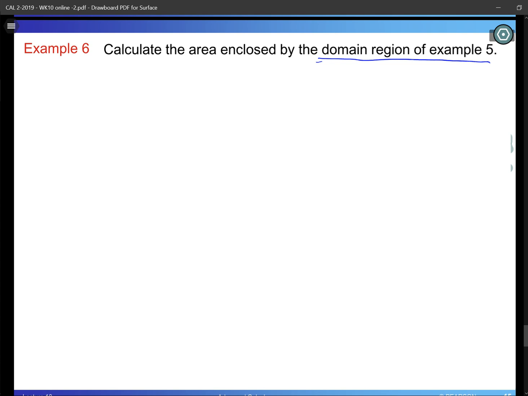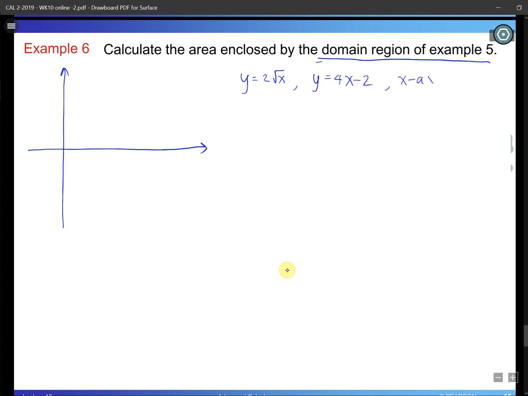So in example 5, we have this graph. Okay, so we have y-axis like this, and we have x-axis right here. And then we talk about the domain region, and this domain region is enclosed by some lines. So let's take a look at those lines. So the first one is y equal to 2 square root of x. The next one is y equal to 4x minus 2. And the next one is x-axis. So let's draw these lines on the graph.